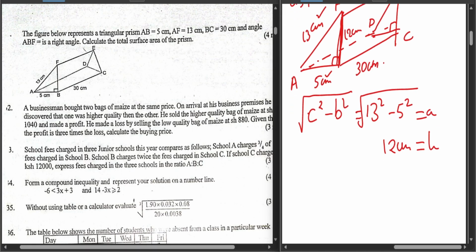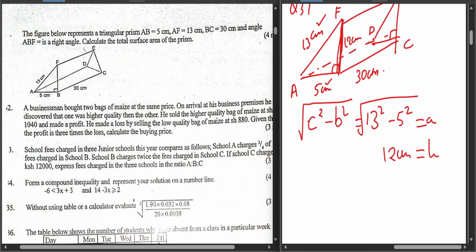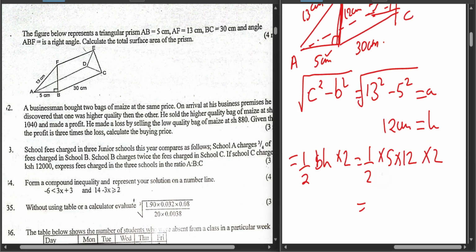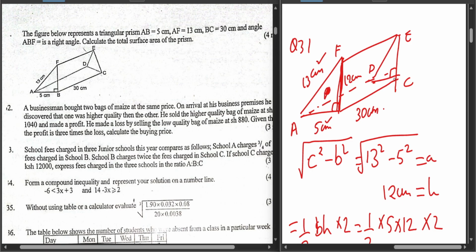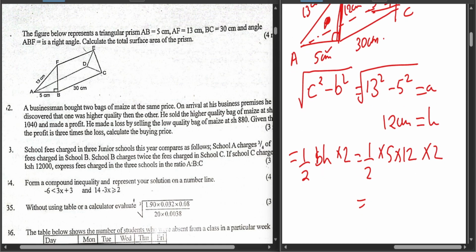Now let's find out the area of that triangle. The area of that triangle is given by a half base height, but then times 2 because there are two triangles there. So a half times your base being 5 times your height, which is 12, then multiply by 2 to give you the area of both triangles, this one and this one. So 5 times 12 is 60, 60 times 2 is 120, divide by 2, 60 centimeters square.